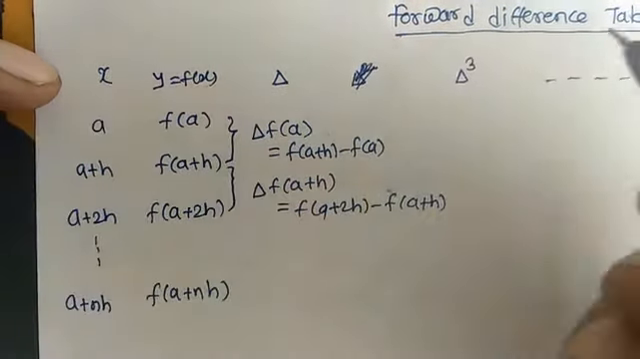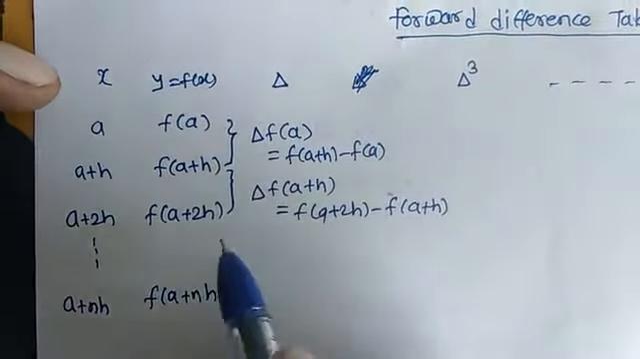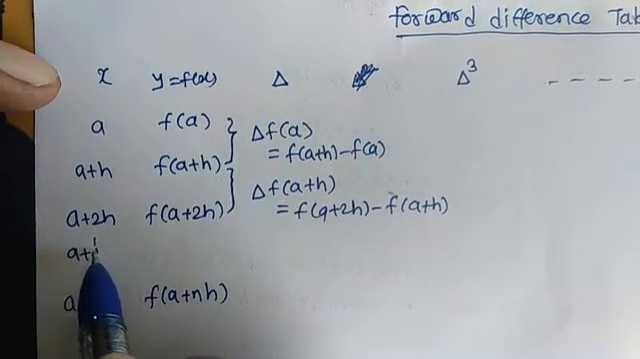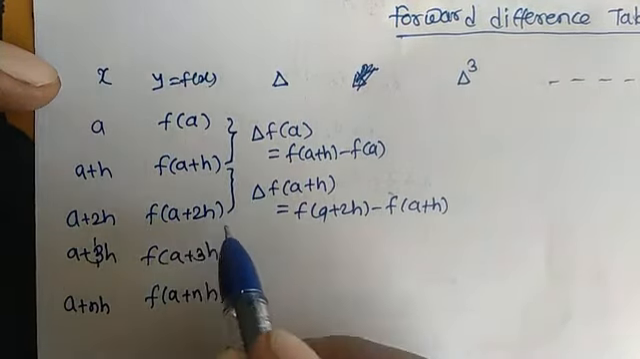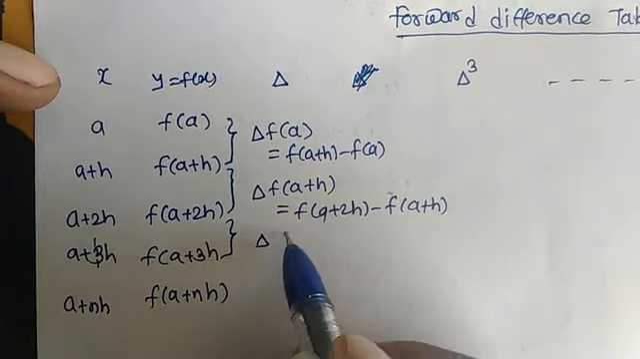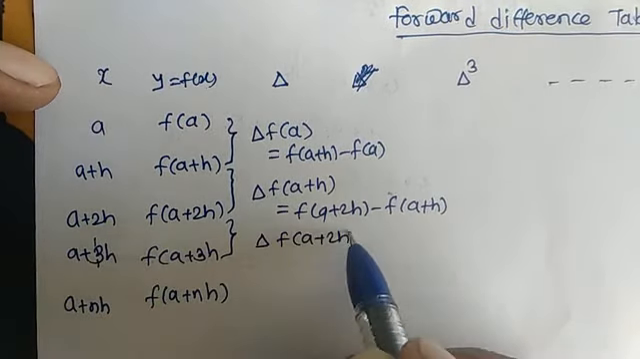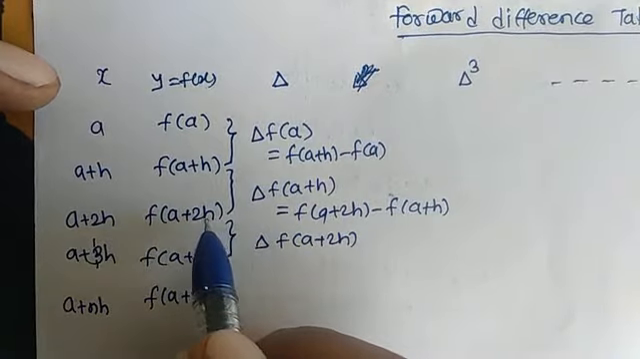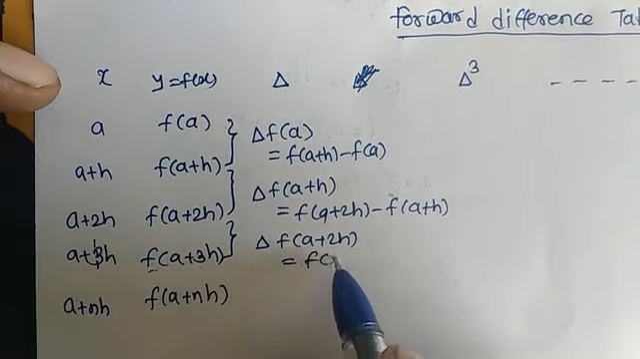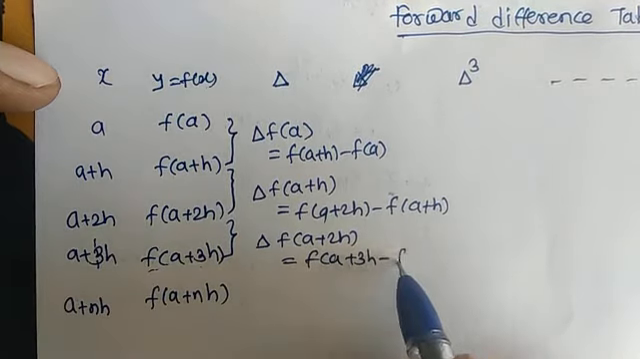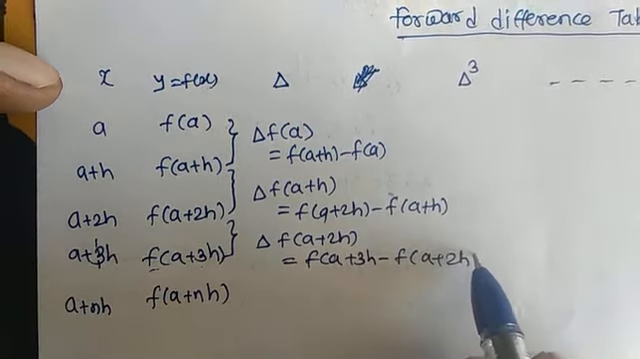We will make some changes here. If you consider here a plus 3h, it will be f of a plus 3h. So the difference is del f of a plus 2h, which is this first one, which is equal to the difference of f of a plus 3h minus f of a plus 2h.